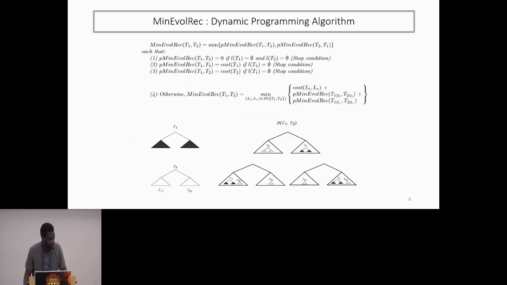After defining our cost function, we are now able to propose our exact dynamic programming algorithm. These are the recurrences at the top. The main idea is just to graft onto the tree, either to the left or to the right of a node, starting with the root and proceeding toward the leaves.